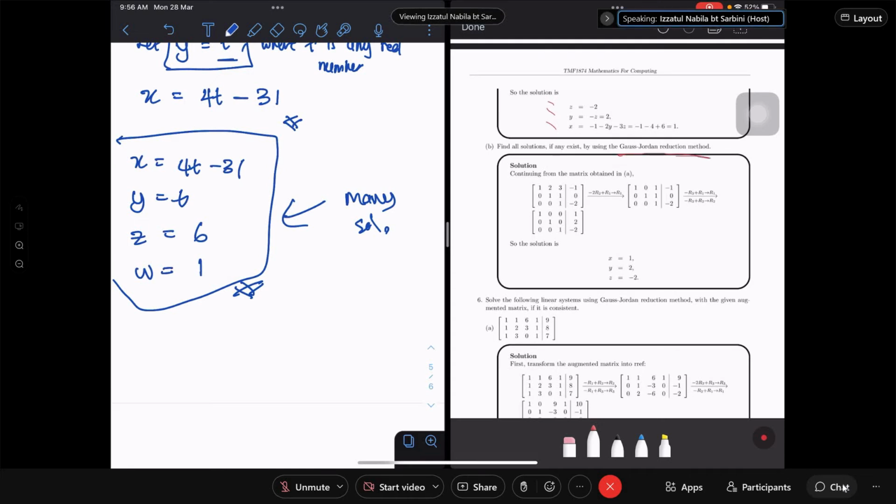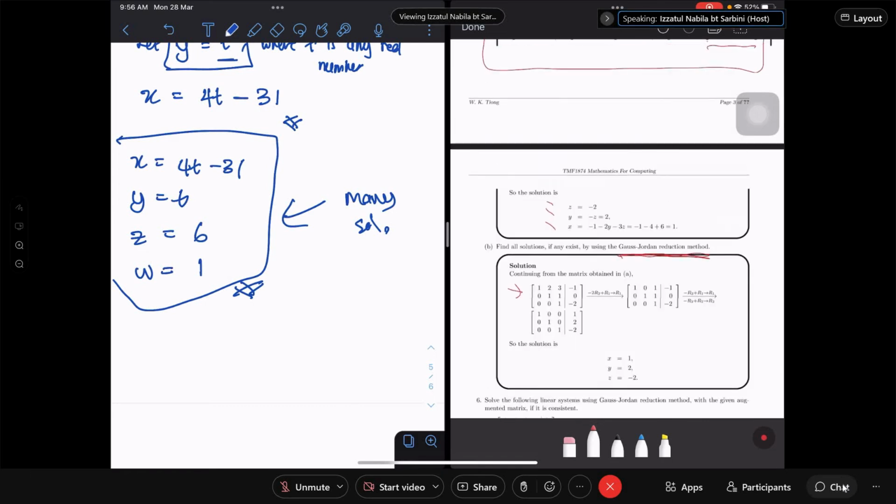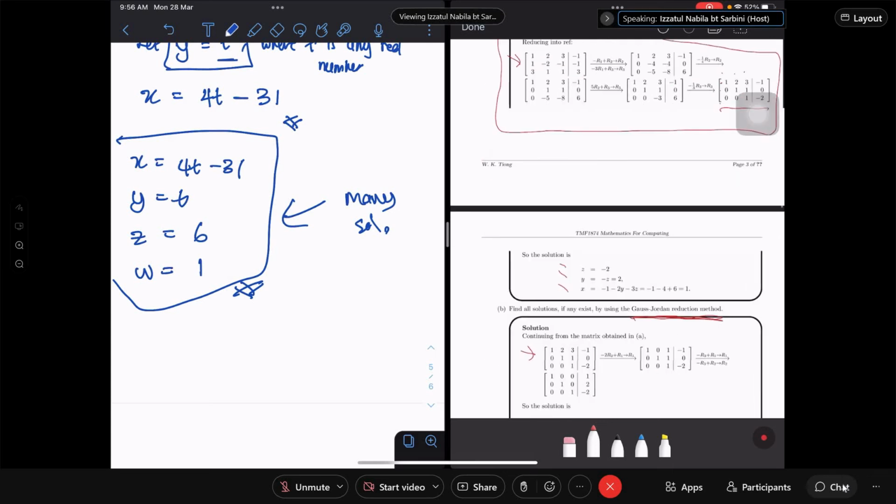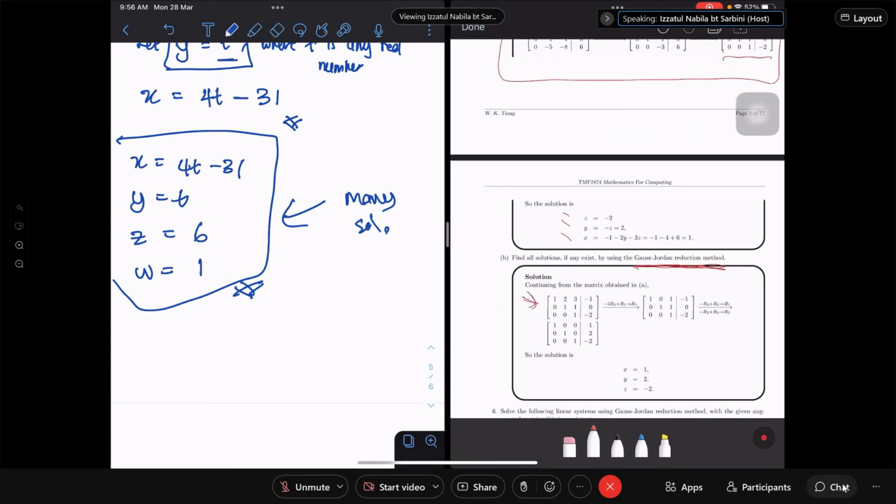Gauss-Jordan reduction, we know that we reduce it until RREF. So this one we got from question A, right? REF. So that means now we want to use Gauss-Jordan. You just proceed with the REF that we have and reduce it until RREF. See? Until any values in the same column as the leading one become 0.